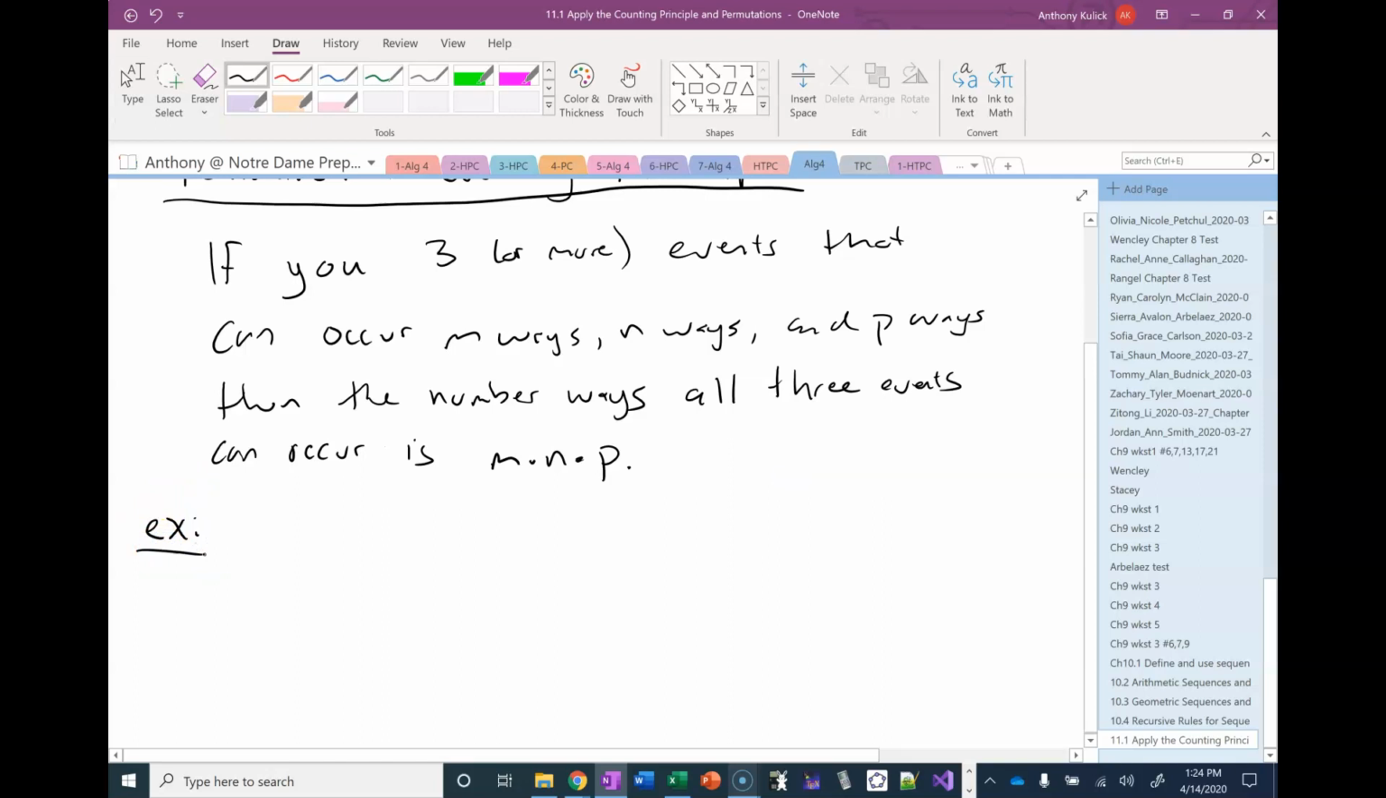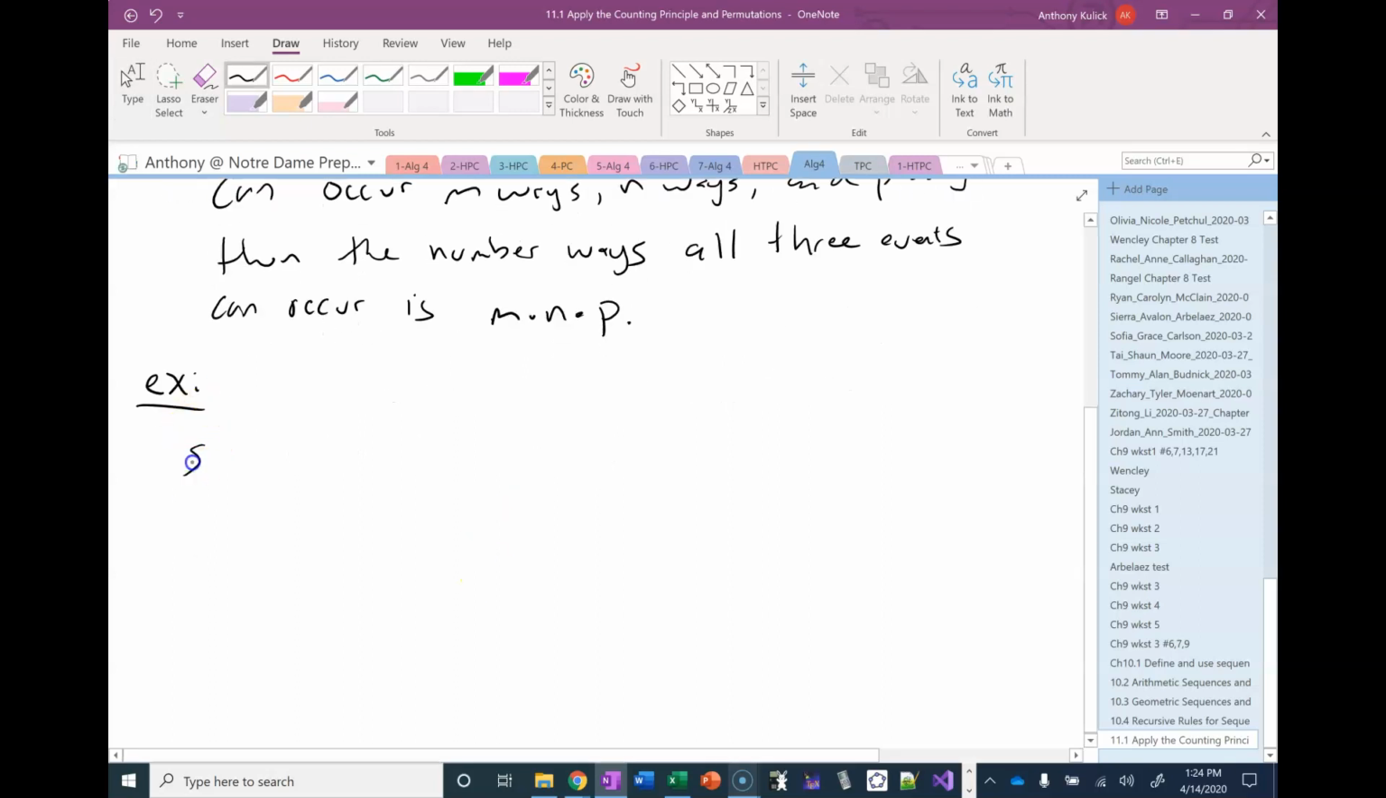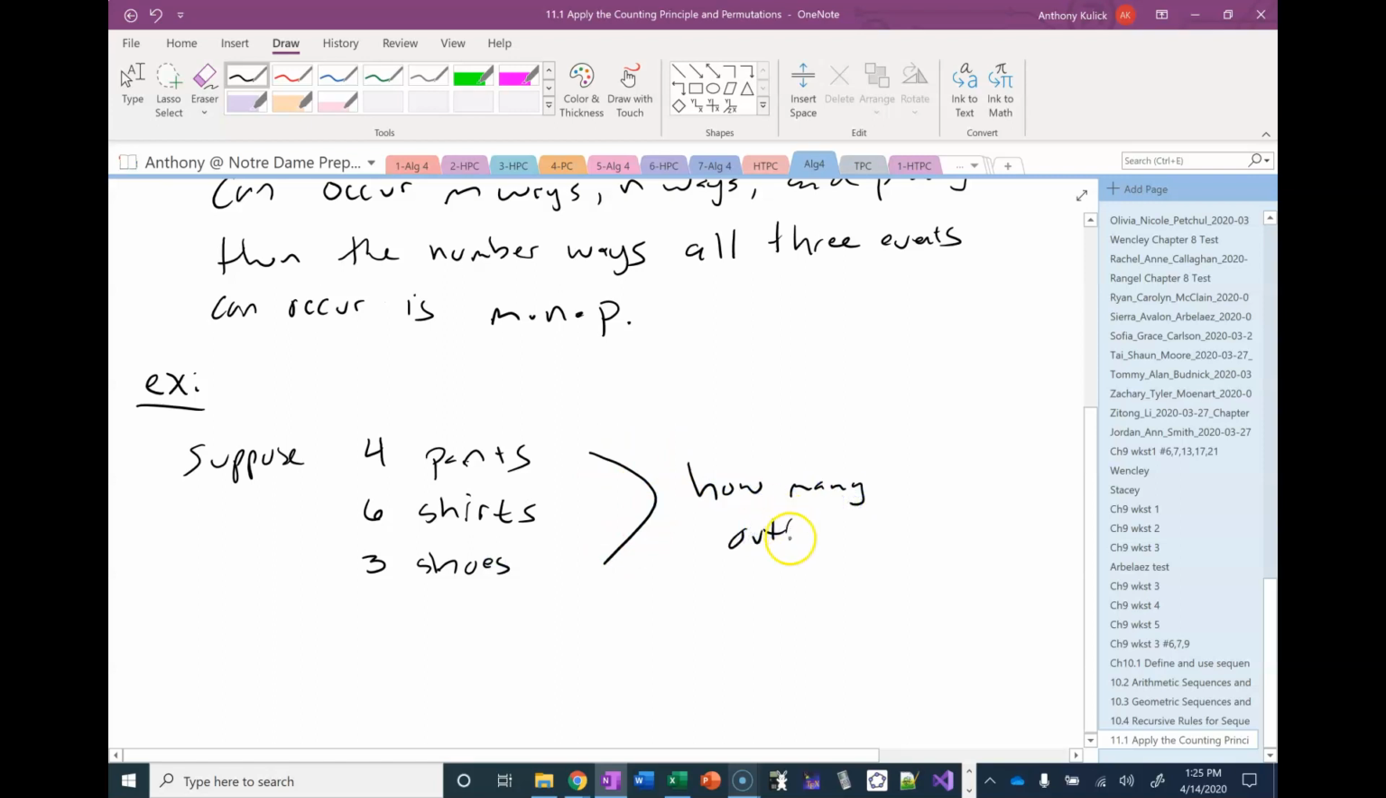So kind of the standard example for this sort of thing is a getting dressed example. So suppose you have 4 pairs of pants. You have 6 different shirts. And 3 different pairs of shoes. And you want to know how many outfits can you make from this?